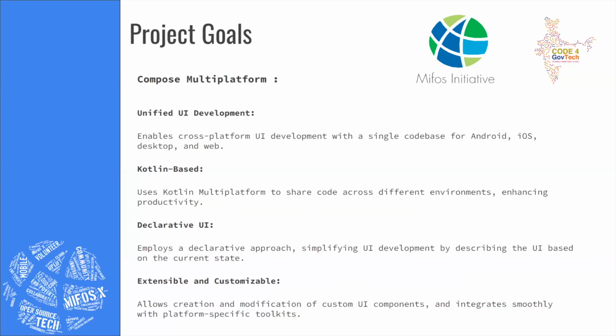So Compose multi-platform is a newer technology which helps us to convert the Android-based project into a multi-platform project in which we can use the existing code of Android to also build apps or software for iOS, desktops, and web. In Compose multi-platform, we follow a declarative UI approach. This helps us to have the same UI for all the platforms.